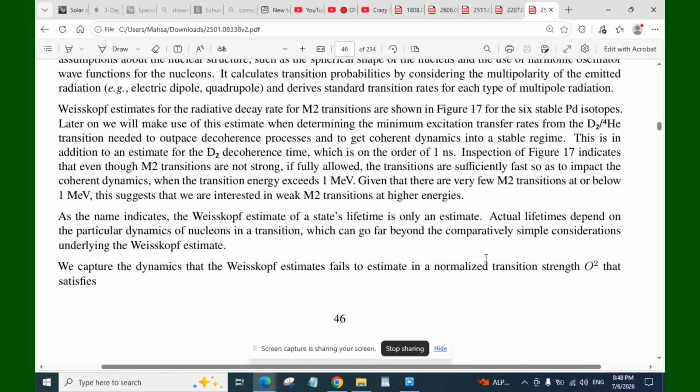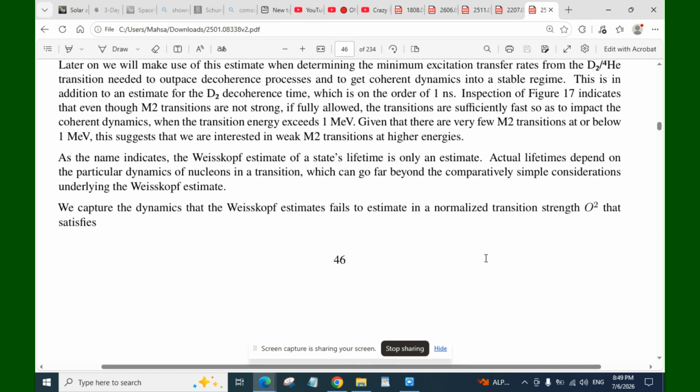Inspection of Figure 17 indicates that even fully allowed M2 transitions are not strong. If fully allowed, the transitions are sufficiently fast so as to impact the coherent dynamics when the transition energy exceeds 1 megaelectron volt, given that there are very few M2 transitions at or below 1 megaelectron volt. This suggests that we are interested in weak M2 transitions at higher energies.